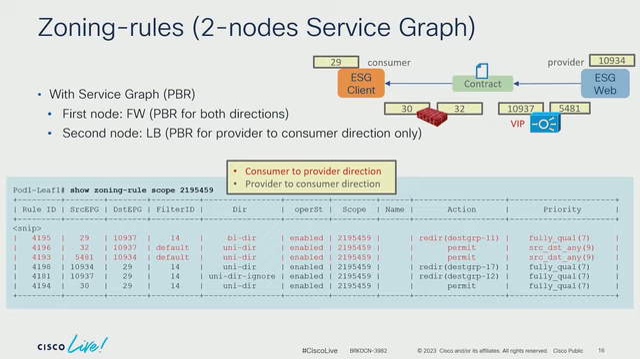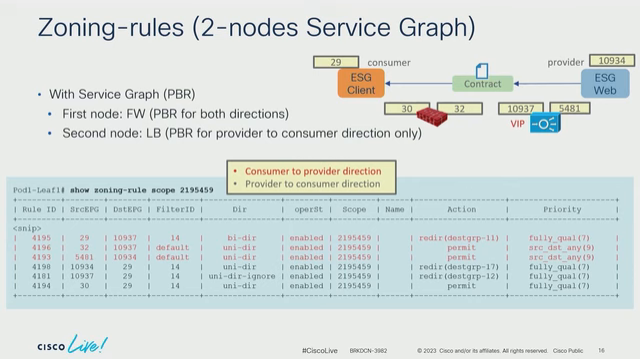After that, load balancer to the provider EPG, the action is permit. Then the return traffic, provider to consumer, will be redirected to the load balancer. Then the VIP back to consumer will be redirected to firewall. Then finally, from firewall to the consumer, it's going to be permit.